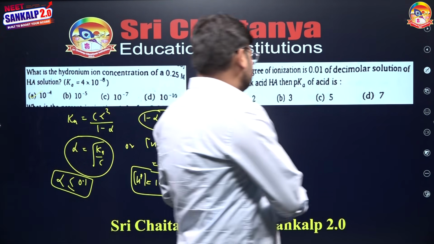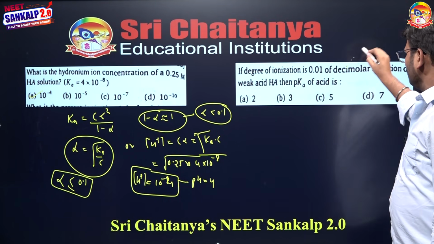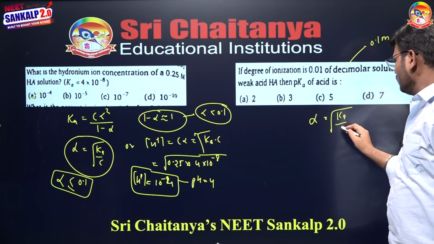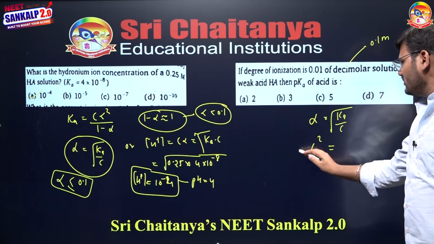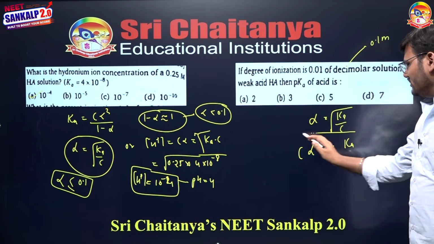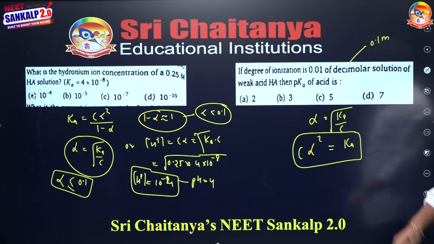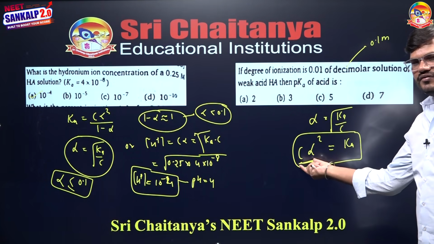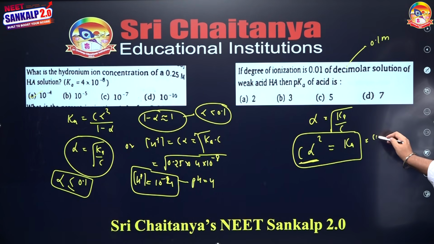If degree of ionization is 0.01, then what will be the pK value? Decimolar means 0.1 molar. So Ka is unknown for us, so Ka is C alpha square. This is another very important thing. Sometimes we see that if alpha increases, then K will also increase. No, alpha will be changing with respect to concentration only. This product of concentration and alpha square will always be constant at a given temperature. It is a constant at a given temperature.